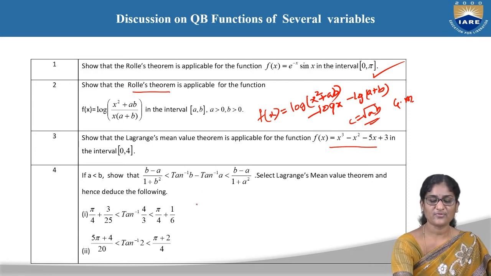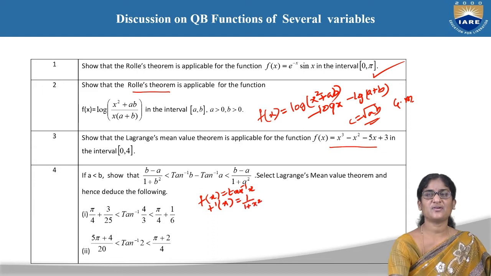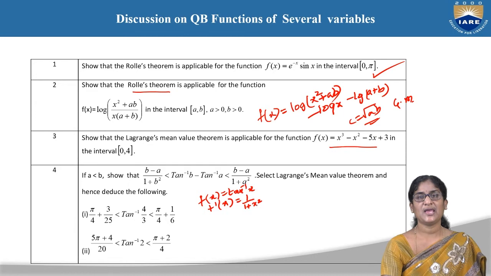So now we have to assume the function. For this we assume the function f of x is equal to tan inverse x. What is f dash of x? F dash of x is equal to 1 by 1 plus x square, because the derivative of tan inverse x is 1 by 1 plus x square.